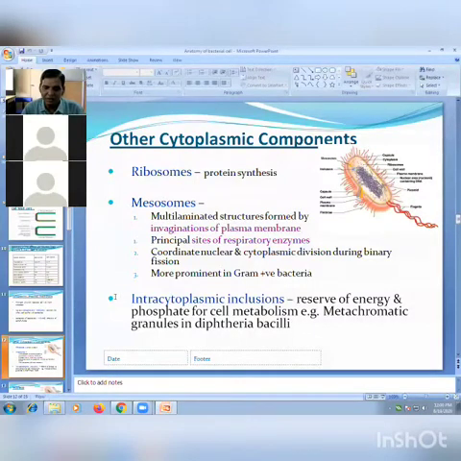Then the next structure is the intracytoplasmic inclusion, or inclusion granules. In simple words, we call them inclusion granules. There are three different types of inclusion granules generally present. The metachromatic granules or phosphate granules; the next one is lipid granules; and the third one is carbohydrate granules, either starch granules or glycogen granules. But the most commonly present are the phosphate granules. They are known as metachromatic granules.